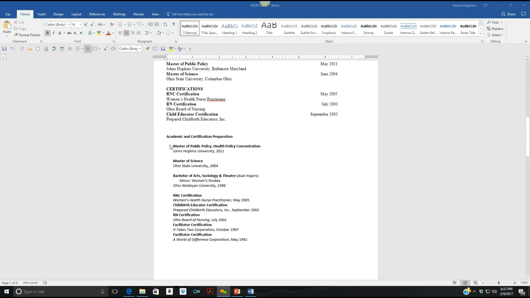This one, the writer kept the heading that was in the original assignment, but in all reality, that is not a very good heading. Academic preparation, certification preparation, it almost sounds like something that's kind of ongoing, and academic and certification preparation is a rather unorthodox heading. So when a recruiter, employer, or an applicant tracking system is looking for information about a degree, it will look under the heading education, not academic and certification preparation.